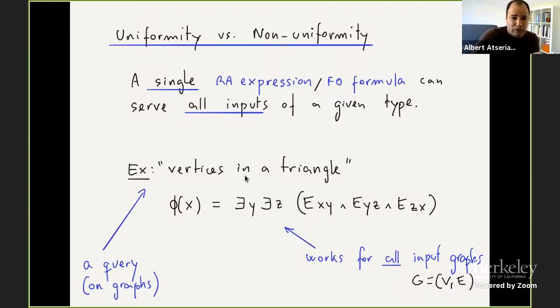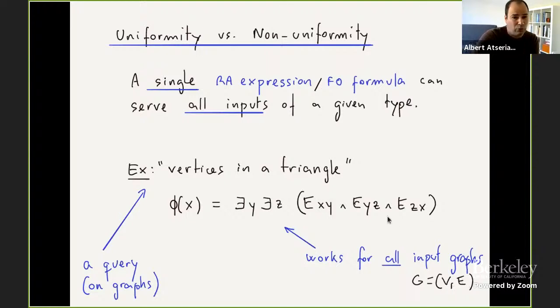Here's an example. If you want to define, for a given graph, the set of vertices that belong to a triangle, then you have this single formula. This is a finite object with 25 symbols or something, where you're saying X is in the relation that you're trying to define if there are two vertices that form a triangle, one of which is X, yes? So that's a first order formula. And this single first order formula of a finite set of symbols serves all input graphs. And these input graphs are now our input relations.